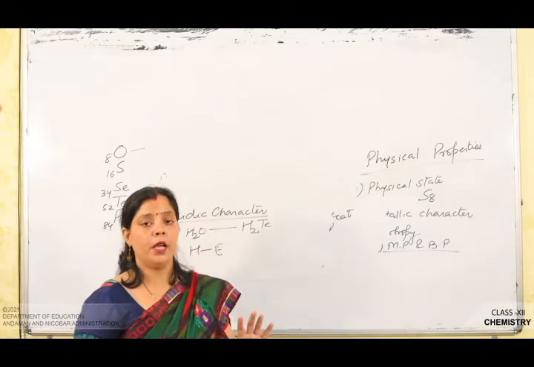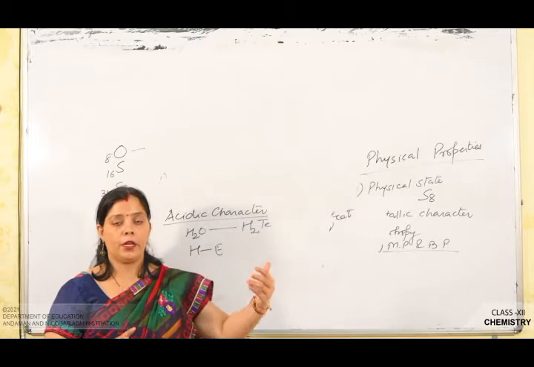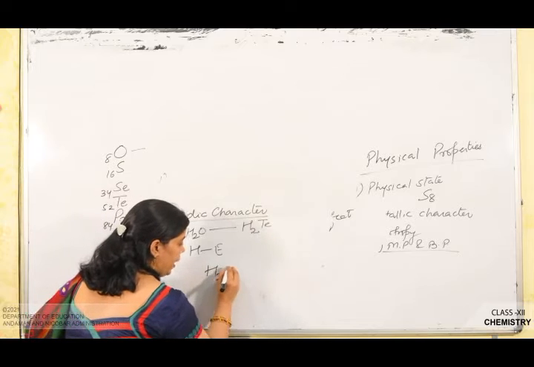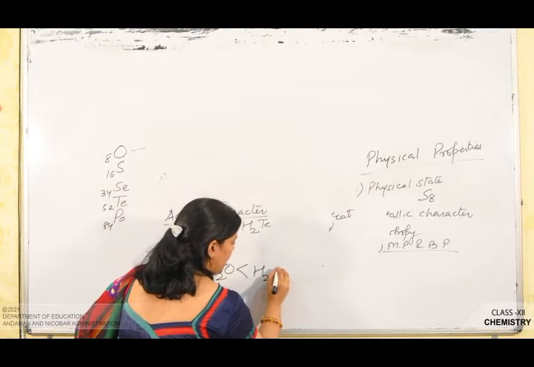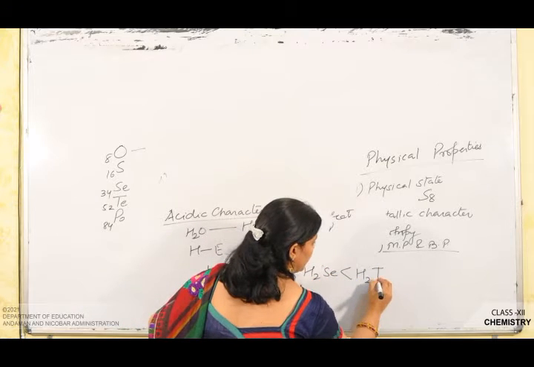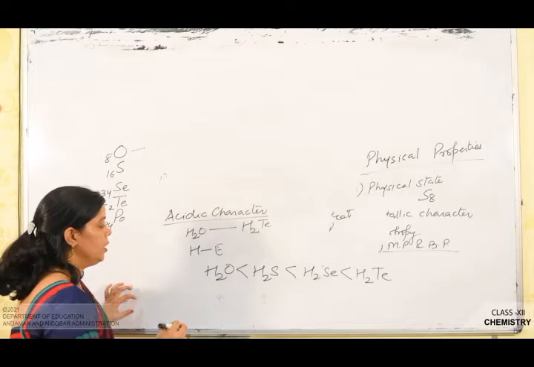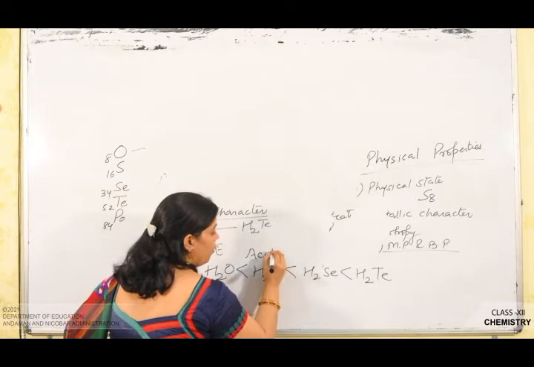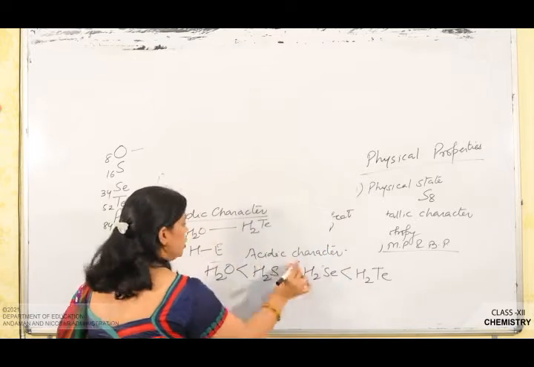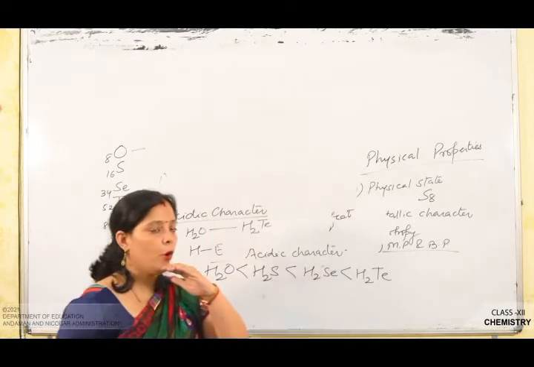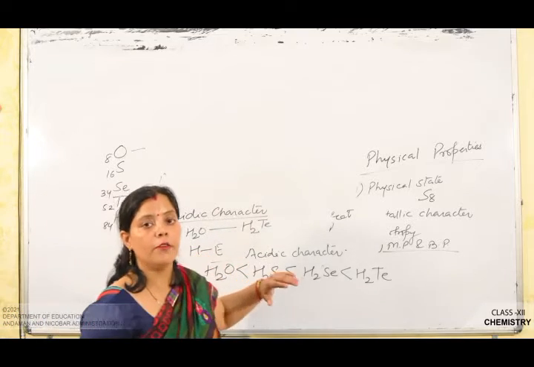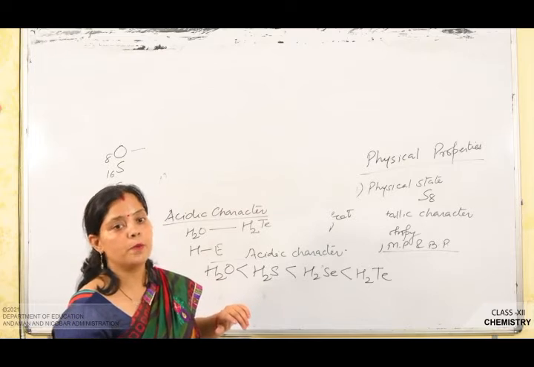So overall, how can we arrange the acidic character of the hydrides of group 16? H2O has the least tendency, then H2S, then H2Se, and in the last H2Te. In this way we can arrange the acidic character of the hydrides of group 16 elements, and this can be explained only on the basis of the decrease in the bond dissociation energy of hydrogen and the group 16 element.